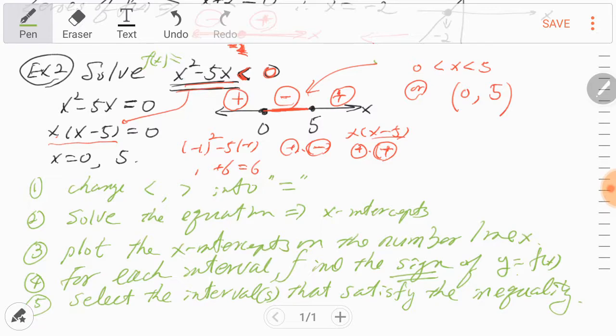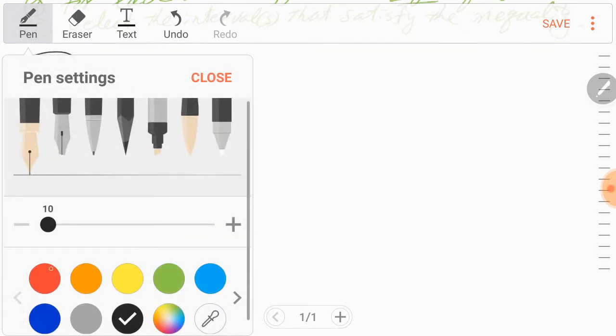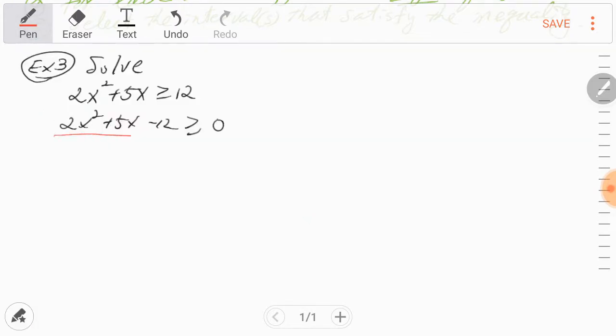All right, so then let's do another example. Okay, for this example 3, we're going to solve this inequality. So first, set one side of the inequality to 0, the left side is 0. So let's move 12 to the left. So we have this. So the left side of the inequality, let's set this equal to f of x. Right? And then set this f of x equal to 0.